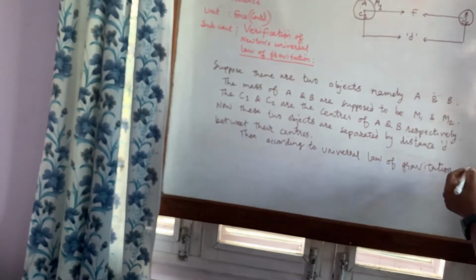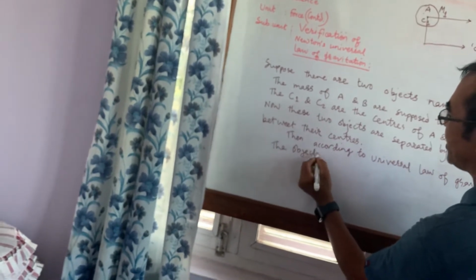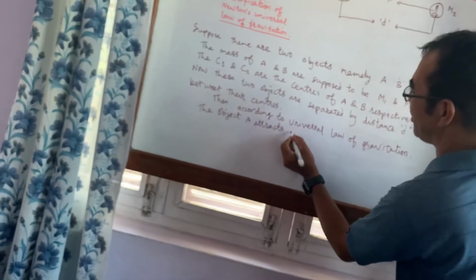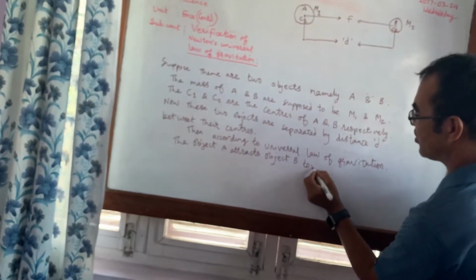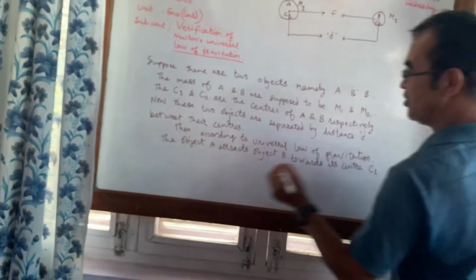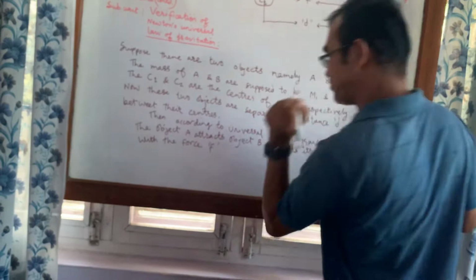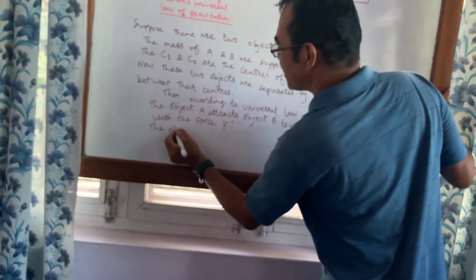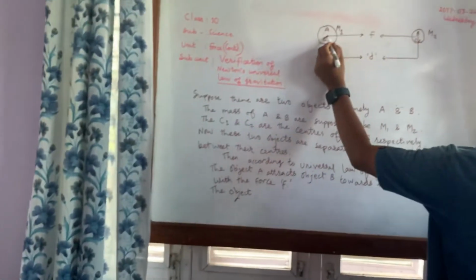So according to the universal law of gravitation, object A attracts object B towards its center C1 with the force F. Similarly, in the same way, A pulls B towards its center C1 with force F.